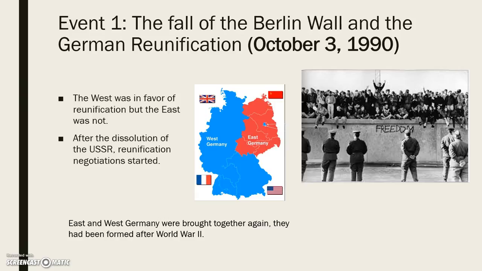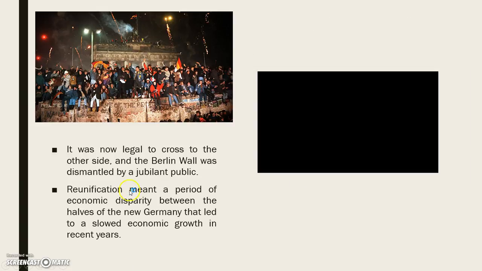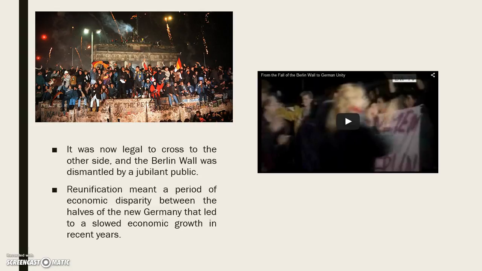After the dissolution of the USSR, reunification negotiations could begin, and the West was in favor of doing so, but the East was not. It was now legal to cross to the other side after a series of negotiations. The Berlin Wall was dismantled by a jubilant public.